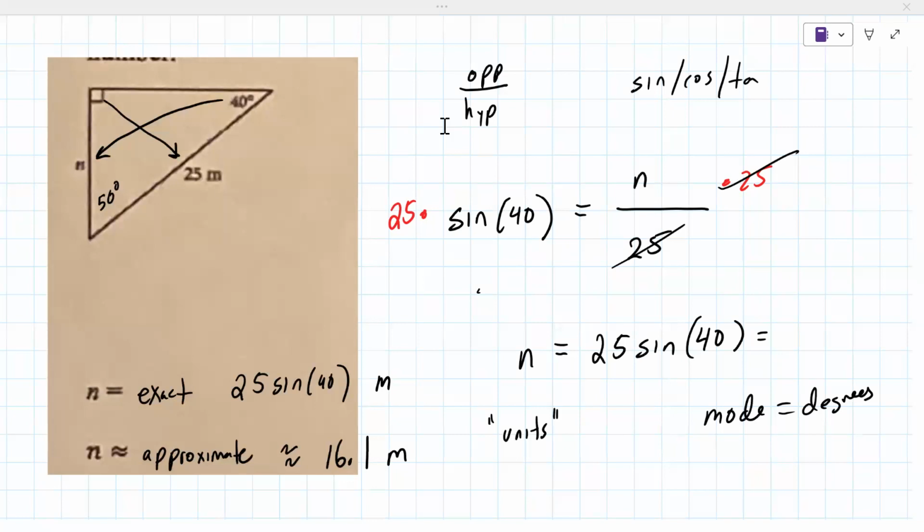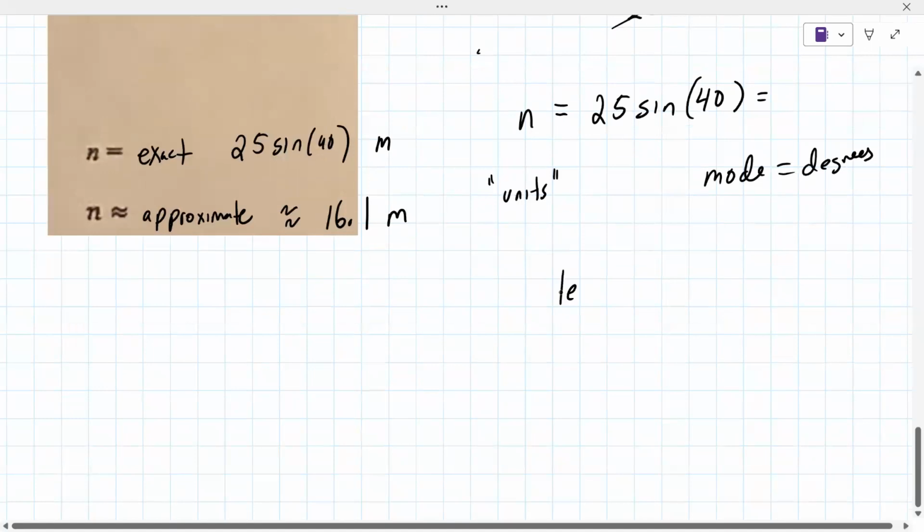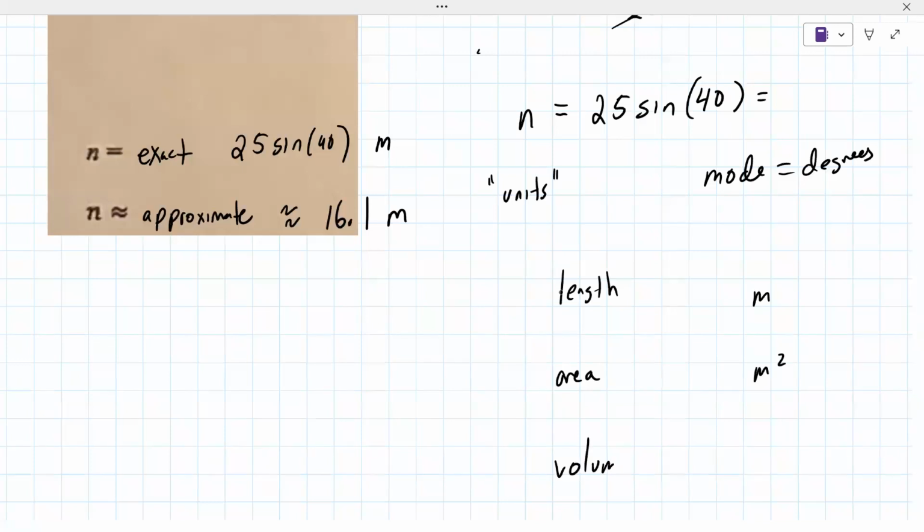Squared is for distance, and then the little 2 is distance, and the little 3 is the volume within it. Yeah, areas are squared. For review here, length is meters, area is meters squared, and volume is meters cubed, like that.